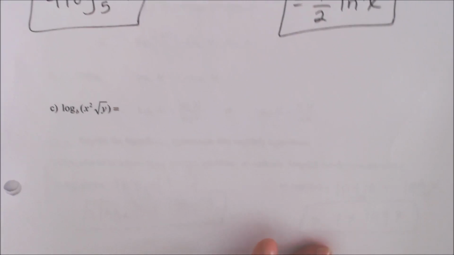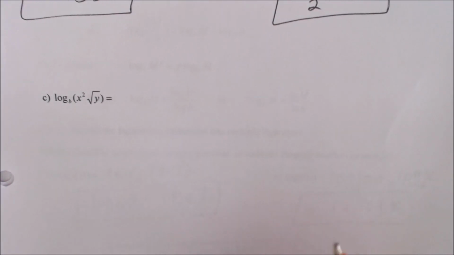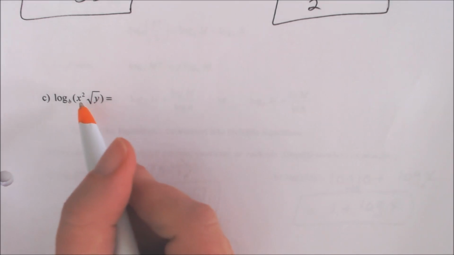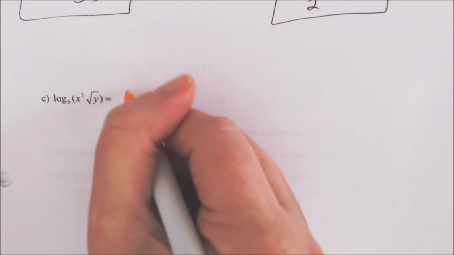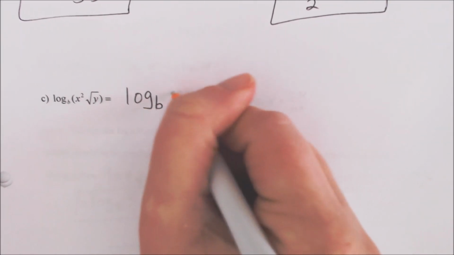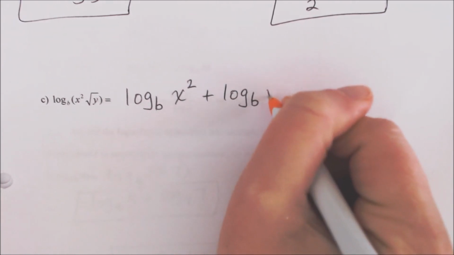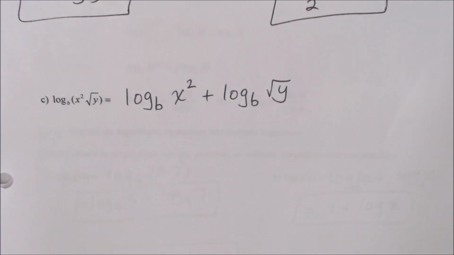How does that apply? We have log base b of x squared times the square root of y. So our argument is x squared times the square root of y. First thing I would do is separate those using the product rule, because I'm multiplying x squared and the square root of y. So I'm going to write this as log base b of x squared plus log base b of the square root of y. So that's our first step.